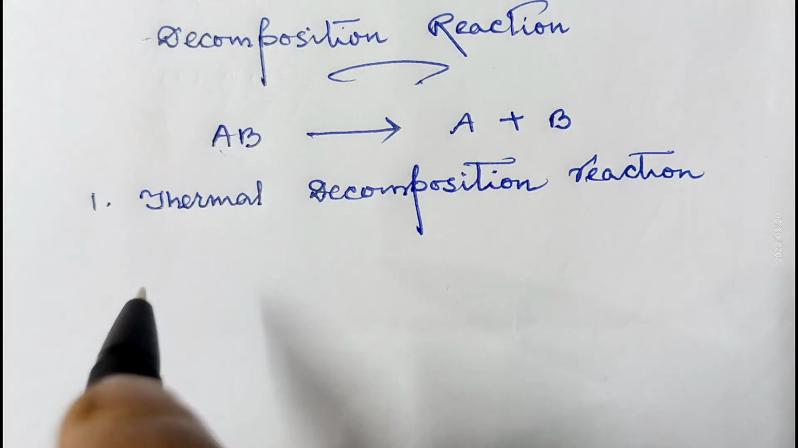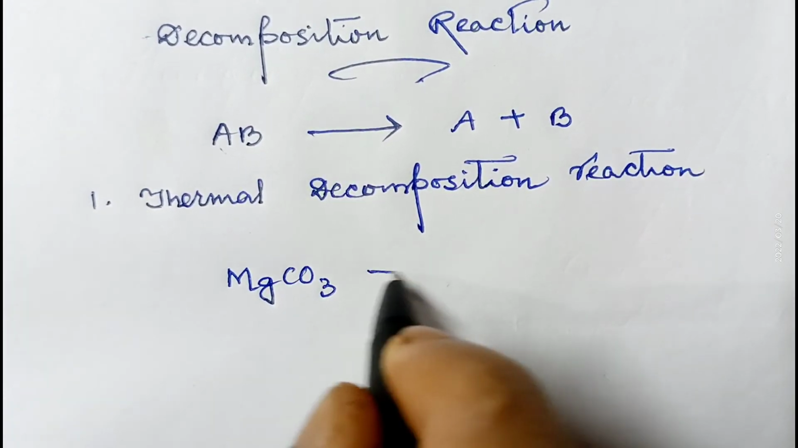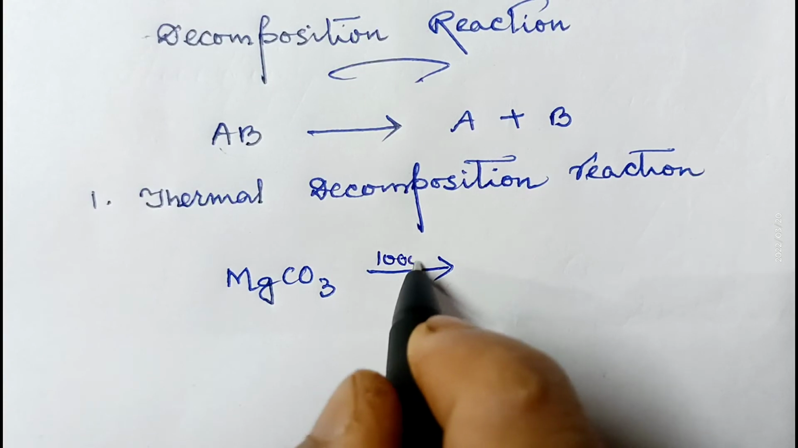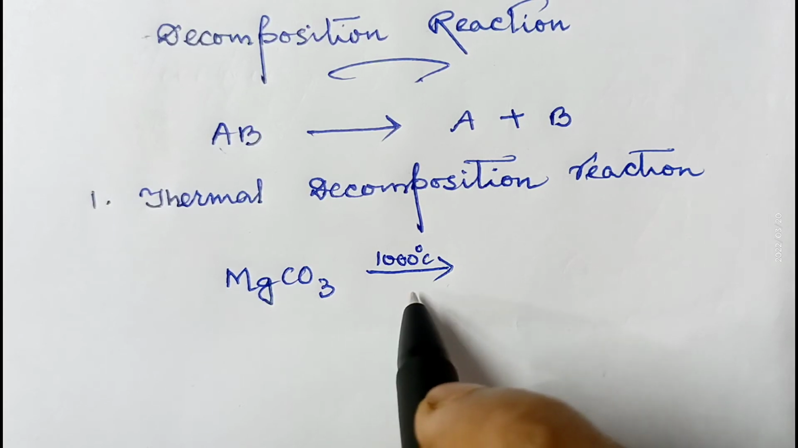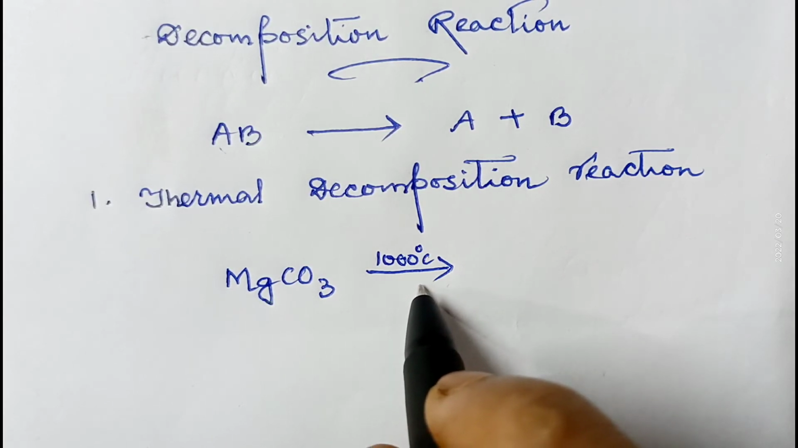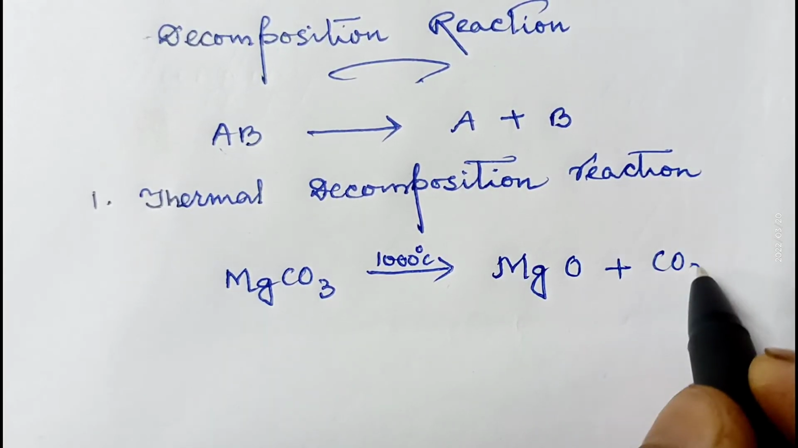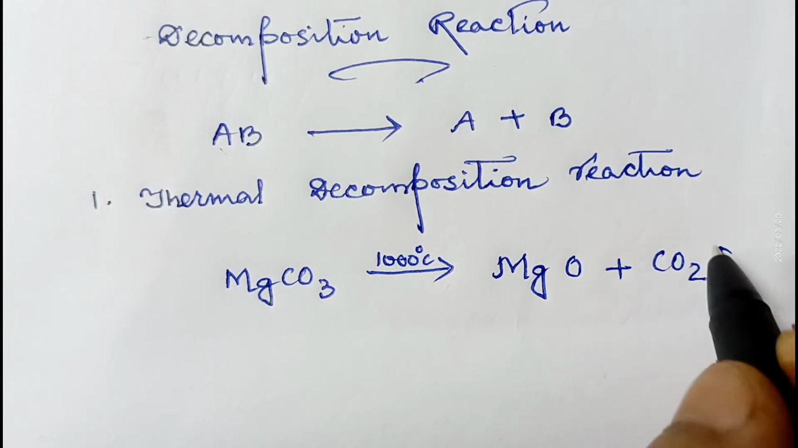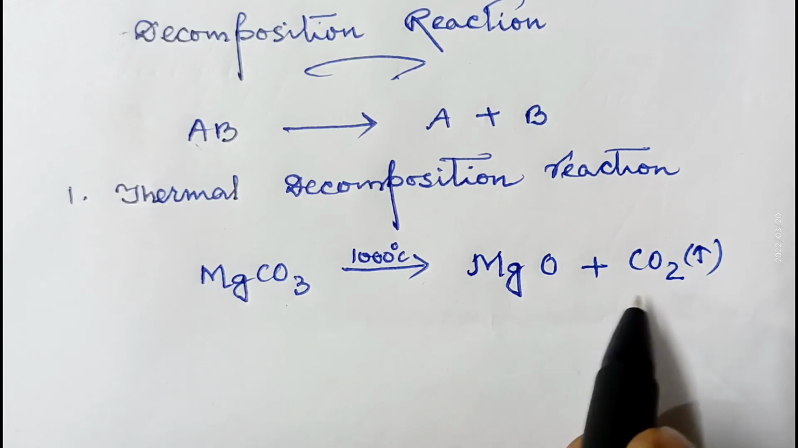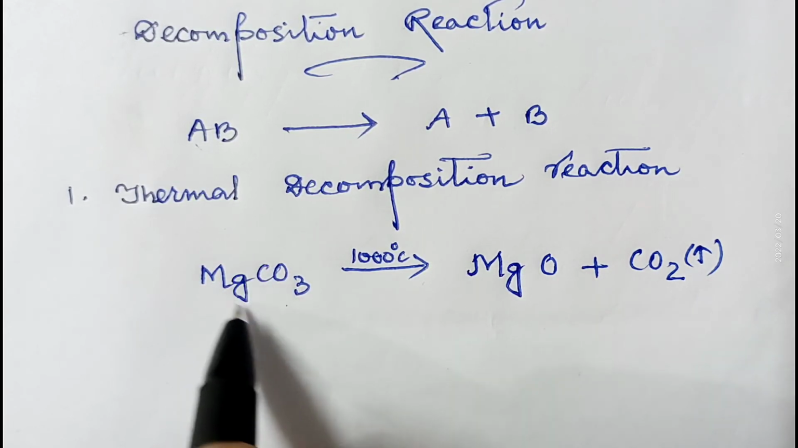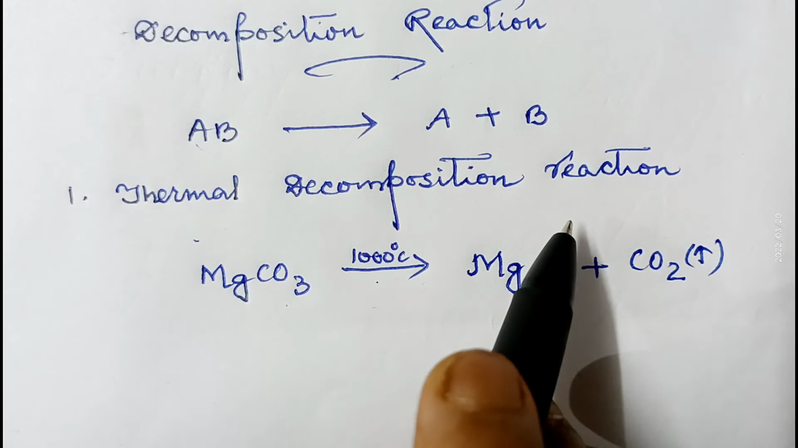Say for instance, if we take magnesium carbonate, MgCO3, and heat it strongly at a temperature of 1000 degrees centigrade, then it is going to form magnesium oxide, MgO, plus carbon dioxide. Carbon dioxide being a gas, it will escape from the system. So here magnesium carbonate will decompose to form magnesium oxide and carbon dioxide. Since we have broken magnesium carbonate by heating, this type of reaction is called thermal decomposition reaction.